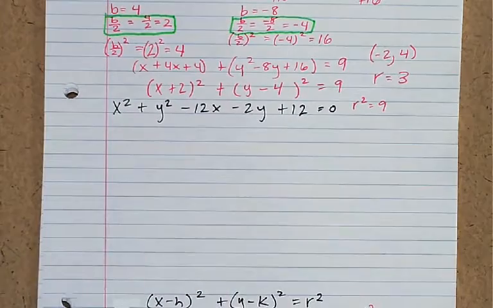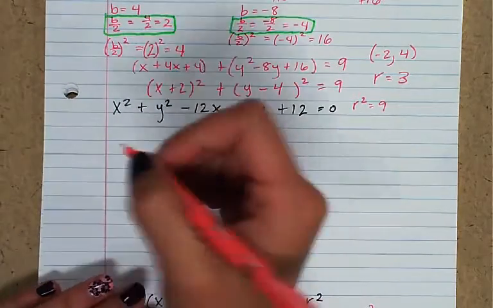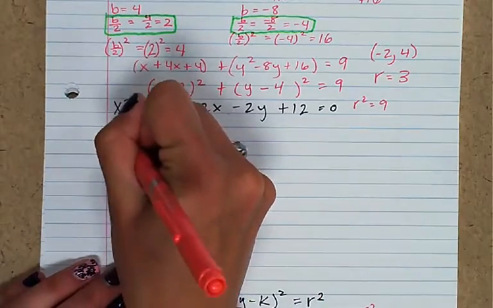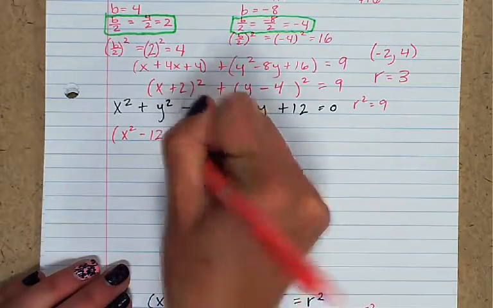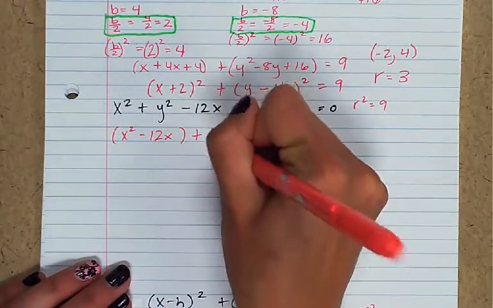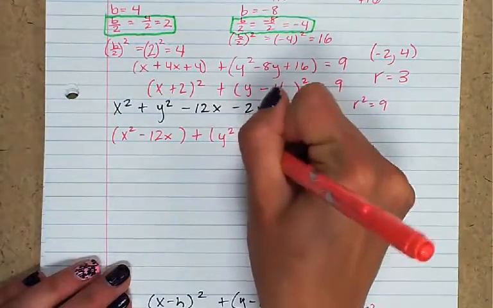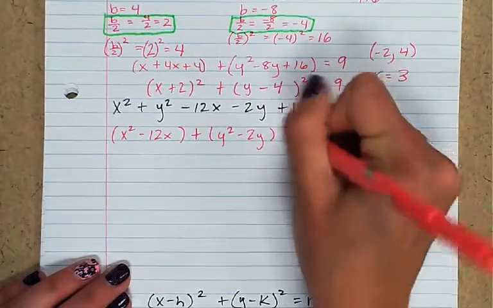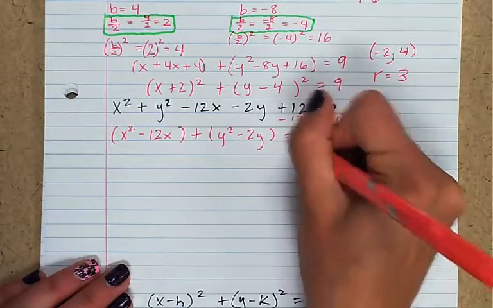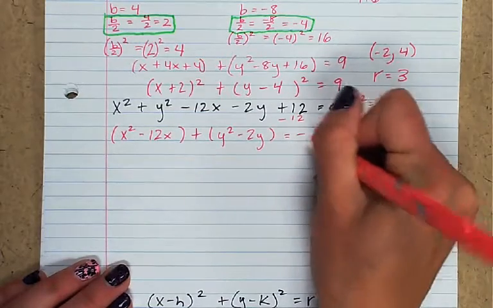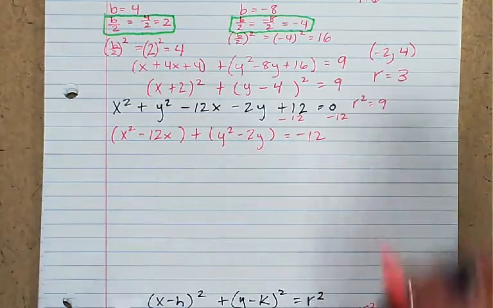Okay, so now let's do this one. So remember, first we're going to group up our x's. So the minus 12x is going to come next. Group up the y's. So y squared minus 2y. And then any constants, you need to get them on the other side. You need to undo them. So the opposite of adding 12 is subtracting 12. 0 minus 12 is negative 12.